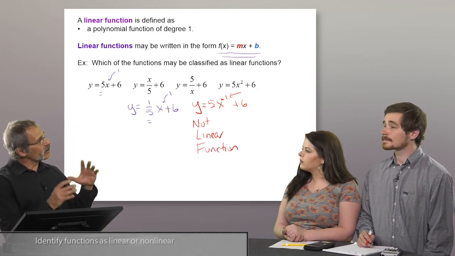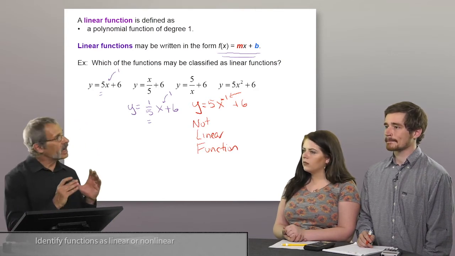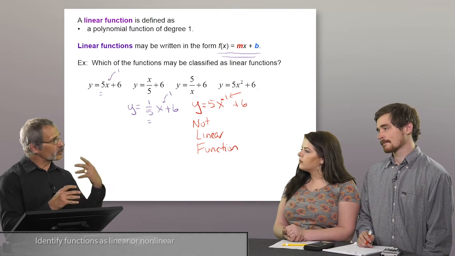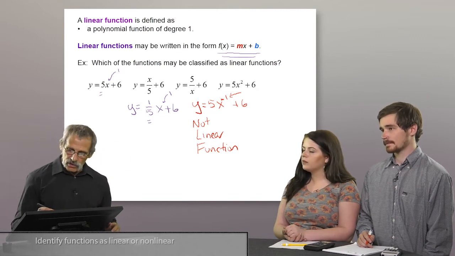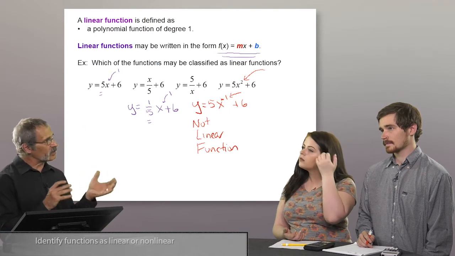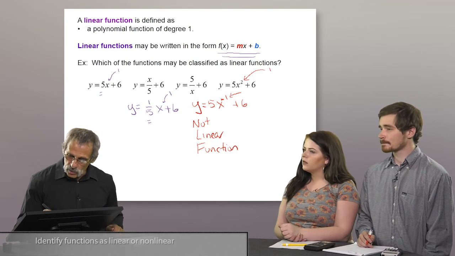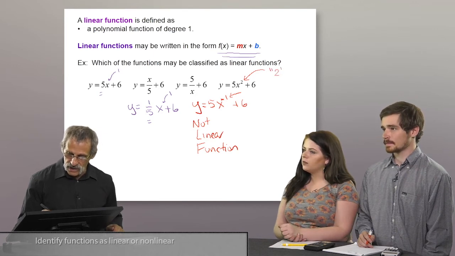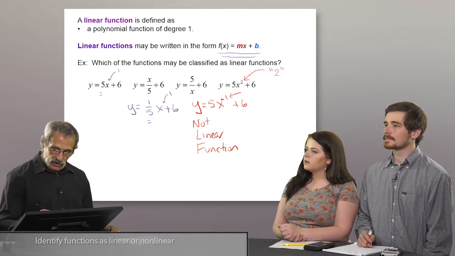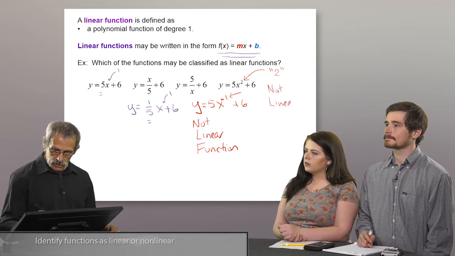Let's take a look at the very last function. If I take a look at it, I say to myself, is this a linear function? Your reply is, no. I don't think I need to rewrite it because what is the diagnostic feature that tells me it's not linear? It's not of degree 1. The degree is 2. The exponent on the x is a 2. Very good. So this very last function is not a linear function.